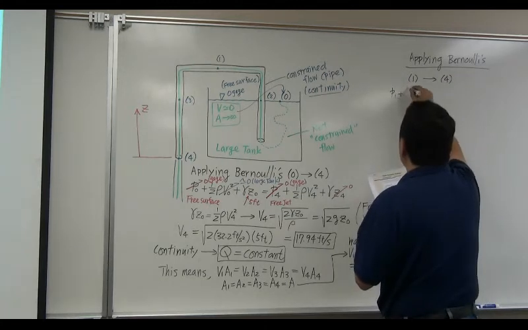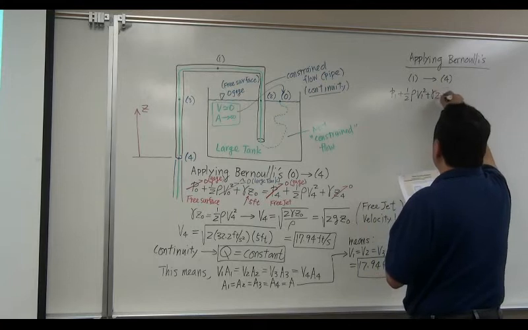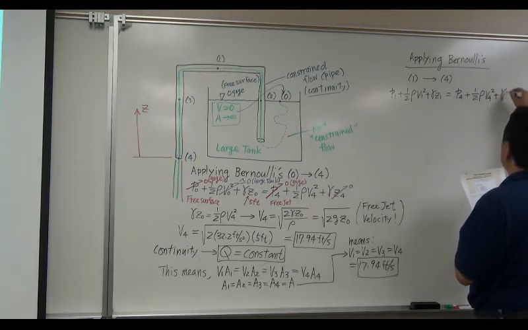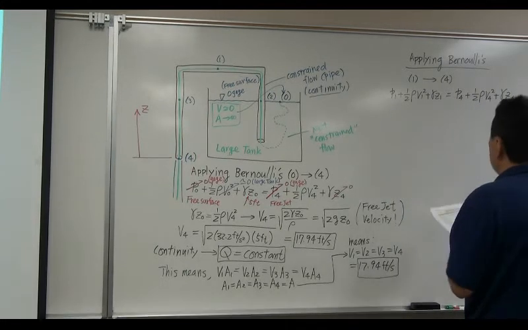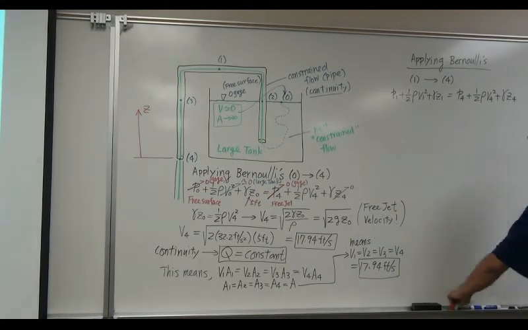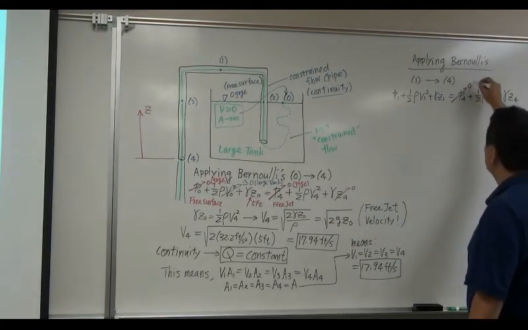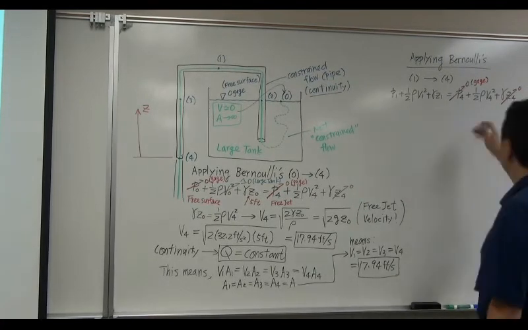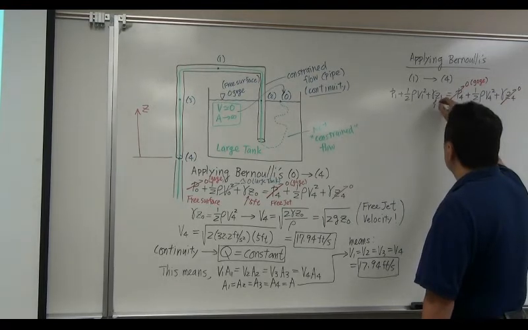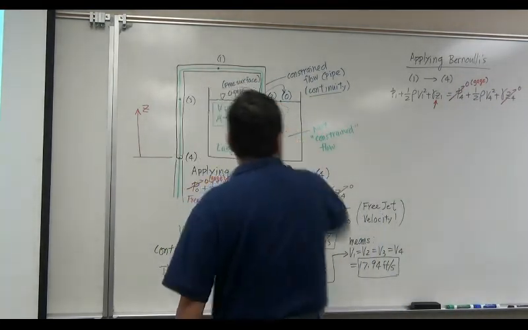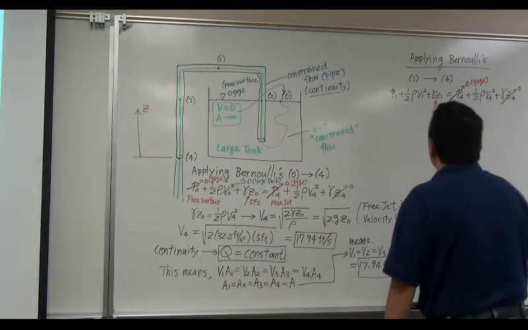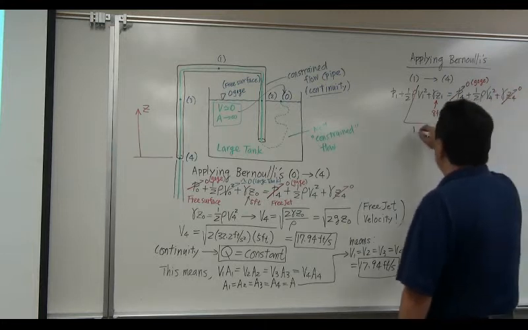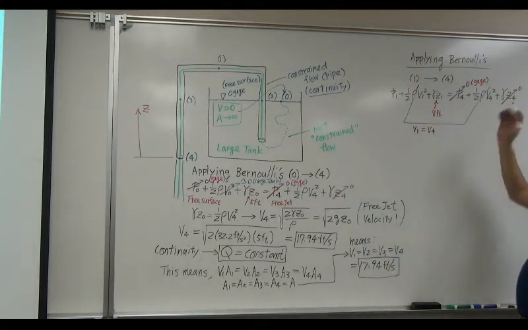So you can say P1 plus 1/2 rho V1 squared plus gamma Z1 is equal to P4 plus 1/2 rho V4 squared plus gamma Z4. Okay? Now one thing you can tell, of course, is, like I said, this is a free jet, zero gauge. And Z4 is 0 because we measure Z from location 4. Z1 is 5 feet and then another 3 feet, so this is 8 feet. V1 and V4 are the same thing, so we can drop them. V1 is equal to V4. Constant value, so they subtract each other.